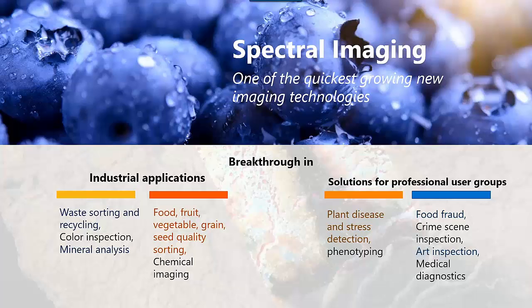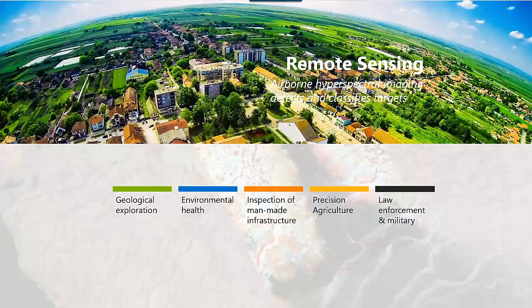We are also providing solutions for professional user groups who are working, for example, with plant monitoring, disease and stress detection, and phenotyping related applications. There are also more specific application areas. One of them is pharmaceutical and medical diagnostics applications. Remote sensing applications are important for us naturally for the airborne side of the business, so for both manned and unmanned systems. I'll talk a bit more about these applications later on in this presentation.